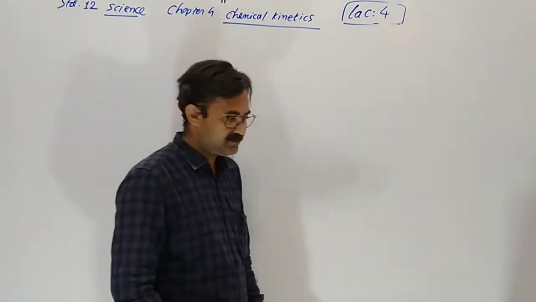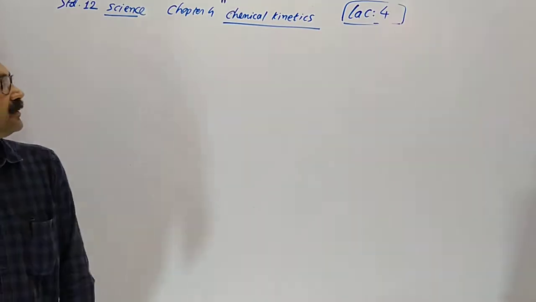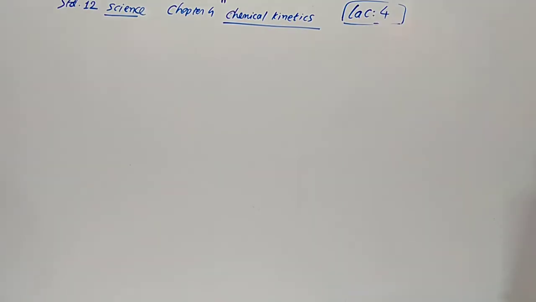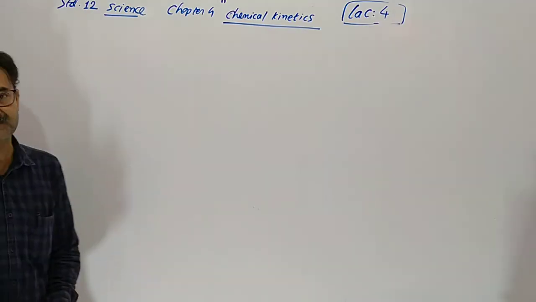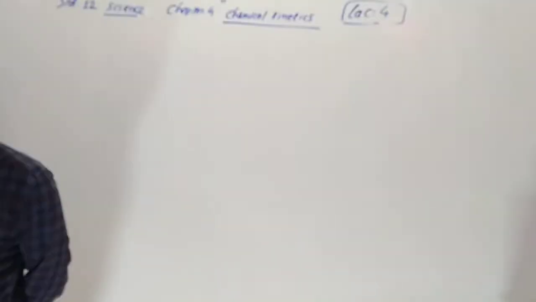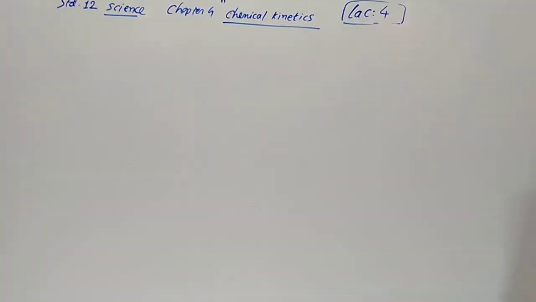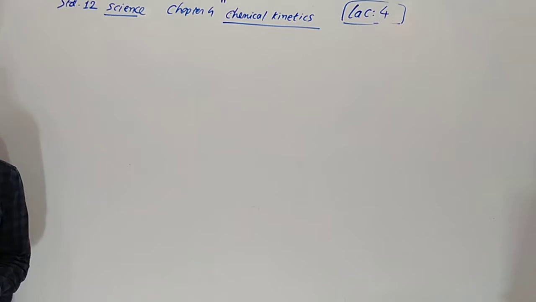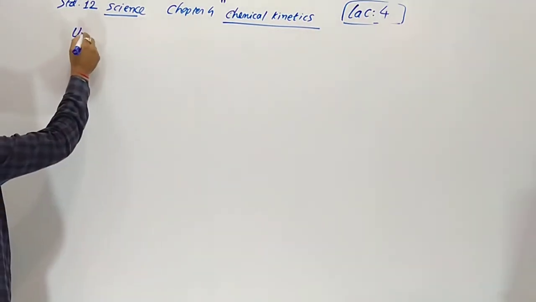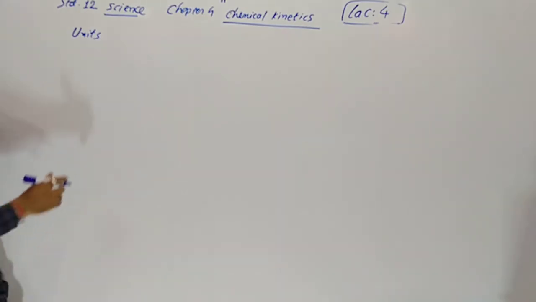How are you? We are in chapter number 4, standard 12, chemical kinetics, lecture number 4. In the last lecture we discussed some important properties of a chemical reaction, which are the order of the reaction, rate constant, and rate law. Here the most important point is the units of rate constant.